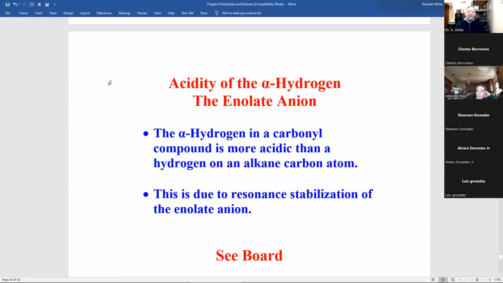Now, it turns out the alpha hydrogen, and let's write a ketone or aldehyde this way. I'll never ask on a test, but you should know the hydrogens on the carbon attached to the carbonyl, this one is called the alpha carbon. Dr. White loves alpha carbons. And let's talk about the acidity of the alpha hydrogen to form the enolate anion.